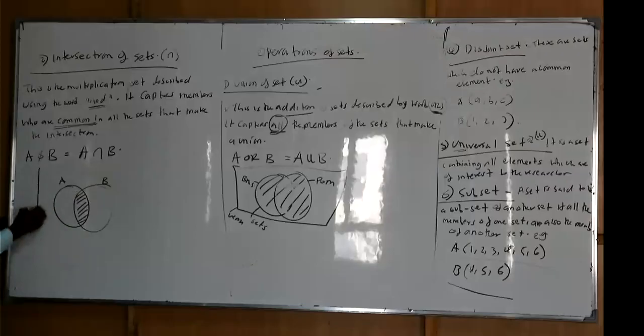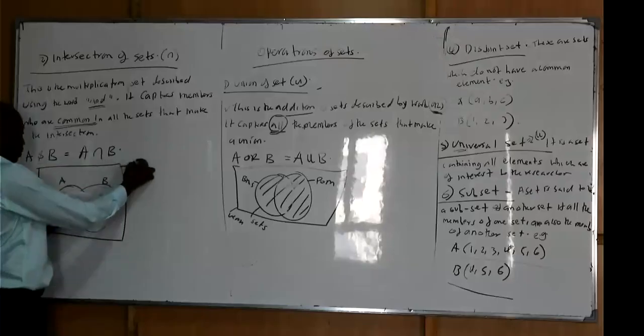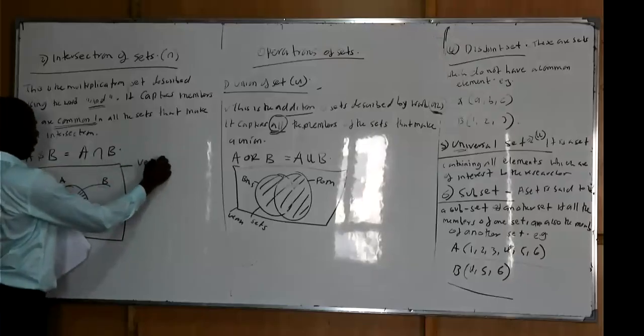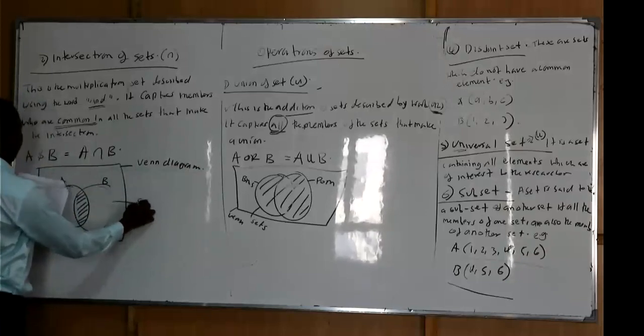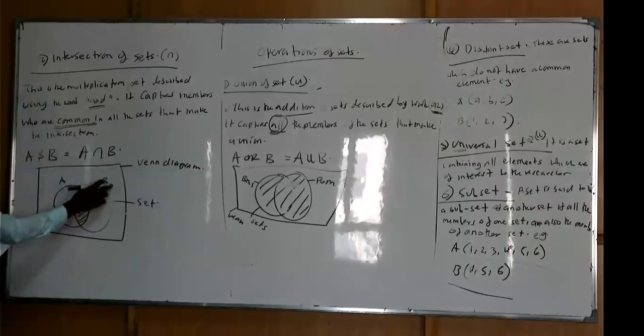And we said a Venn is enclosed using a curly bracket or a Venn diagram. So this is a Venn diagram. These are sets: this is set A, this is set B. Here we have A. These are the members under A. So these are the elements.